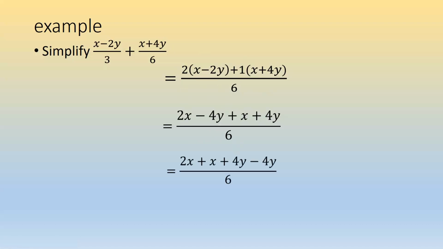Okay. So here you still go ahead with the same principle. You group your like terms. So you have 2x plus x, plus 4y minus y. And then you know that 4y minus 4y is 0. So you have 3x over 6. And then 3x over 6, this 3 can cancel this 6 too. So you have x over 2.